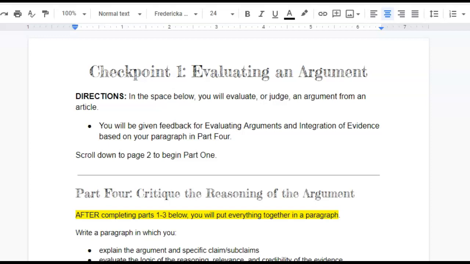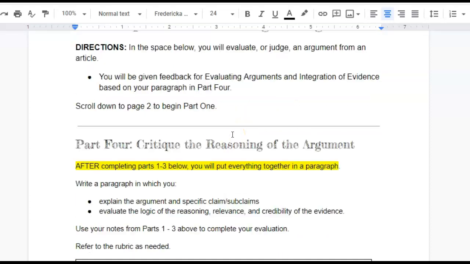After you have finished reading the model text for Checkpoint 1, you are going to complete parts 1 through 4 in the Checkpoint document. Whenever you open your Checkpoint document, you'll see that it says, in the space below, you will evaluate or judge an argument from an article. You've already read the argument that you are evaluating and judging. You've already identified the pieces of the argument: claim, subclaims, evidence, counterclaim, and rebuttal.